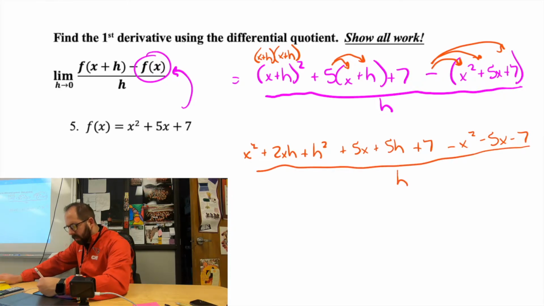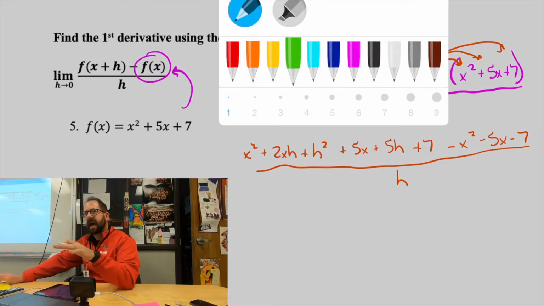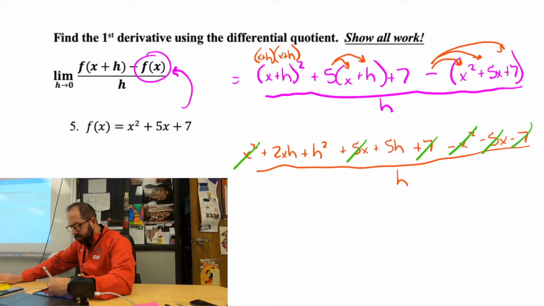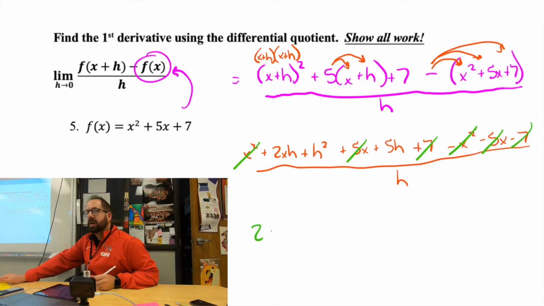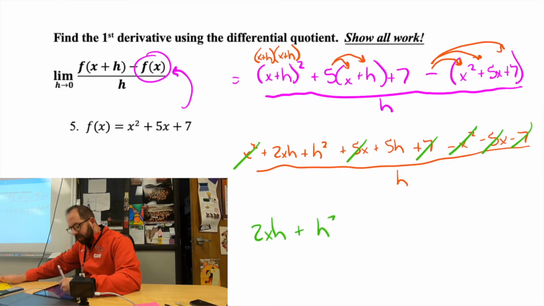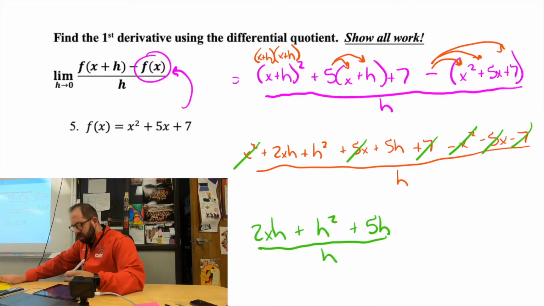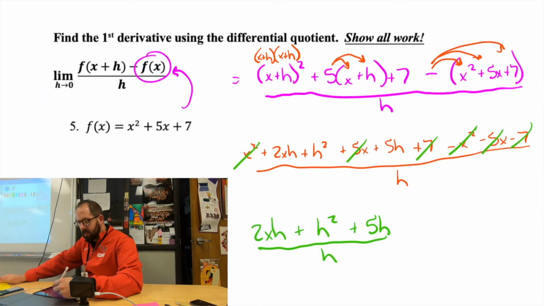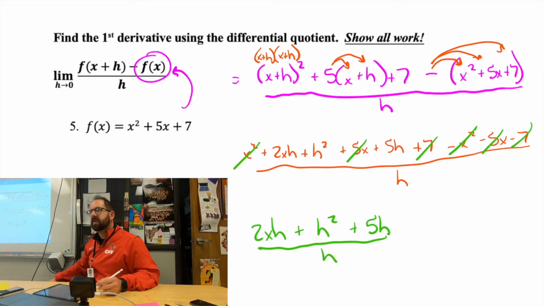Here's how you know you're doing it right: if everything that does not have an h cancels out. That happens. Look at this. Everything that doesn't have an h literally cancels out. You can see it up there. So what I'm left with is all these things: 2xh plus h squared plus 5h. And this is all still divided by h. Okay, questions up to this point?